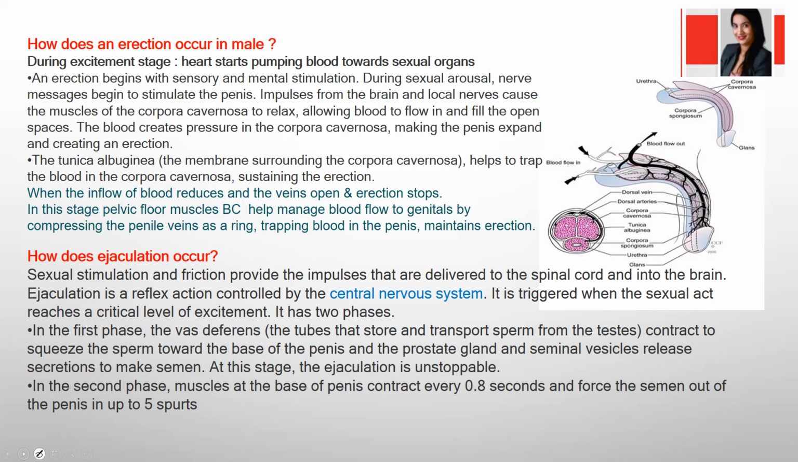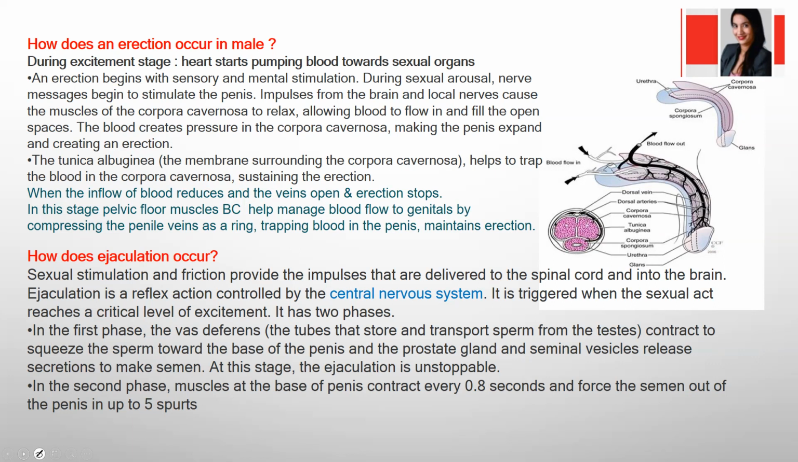When the body is excited, the heart will start pumping blood towards the sexual erectile organs. The heart starts pumping blood towards the sexual organ in the second stage. So after the brain, body physiology is changing, and erection begins with sensory and mental stimulation. During sexual arousal, nerve messages begin to stimulate the penile structure. Impulses from the brain and local nerves cause the muscles of the corpus cavernosus to relax.